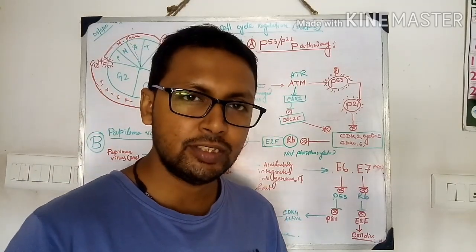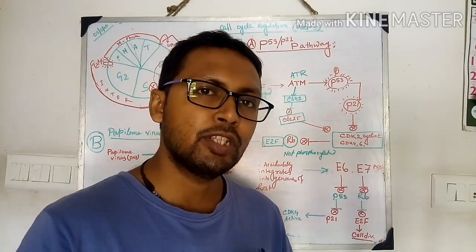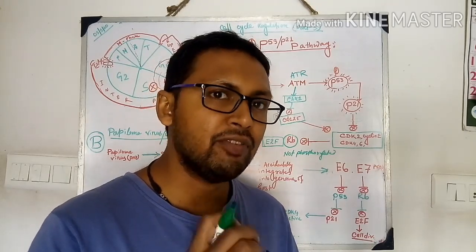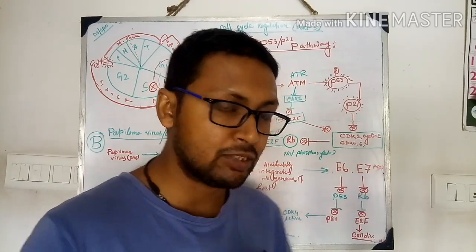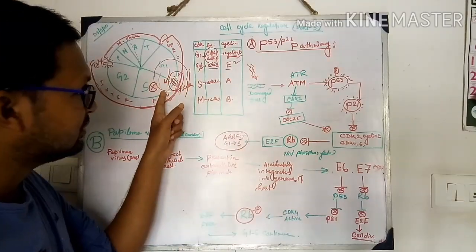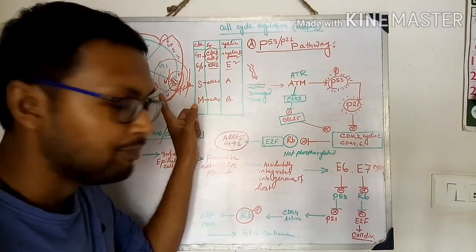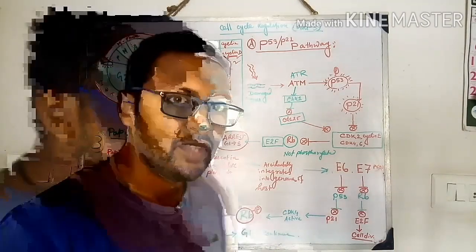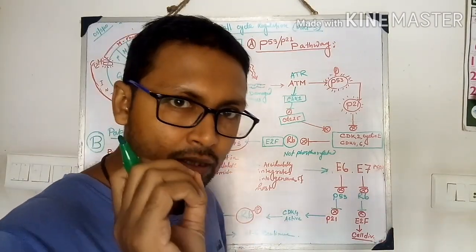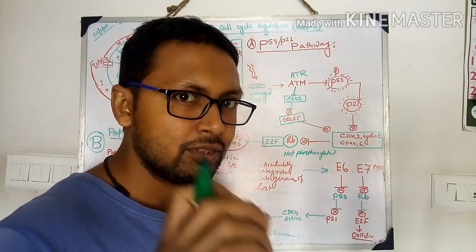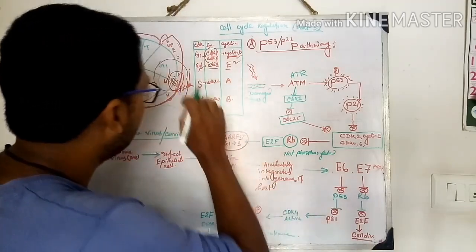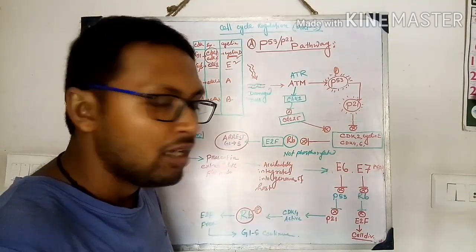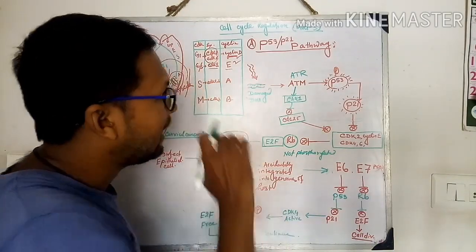The tumor suppressor gene P53 produces the P53 protein, which is very important in regulating the cell cycle during the G1 and S phase progression. So, the first pathway: it is a very important protein which senses DNA breakage, DNA damage. If DNA damage occurs in the G1 phase or during the G1/S phase, what happens?